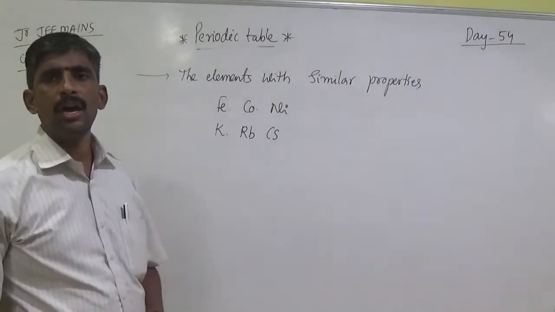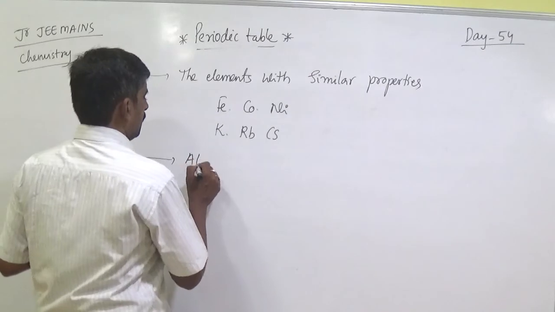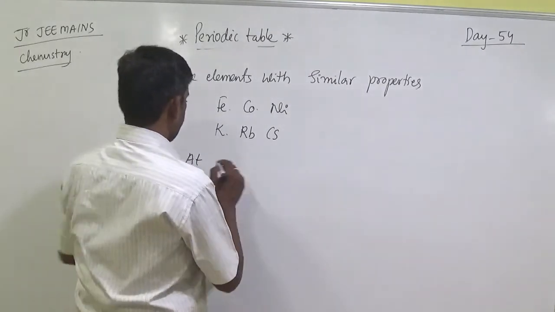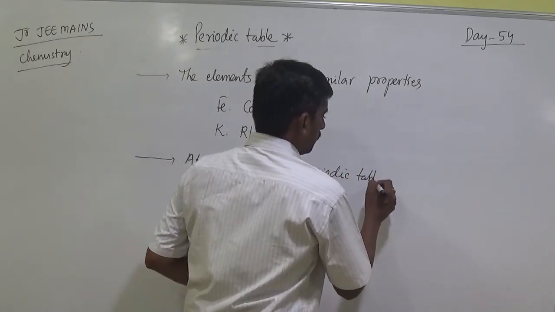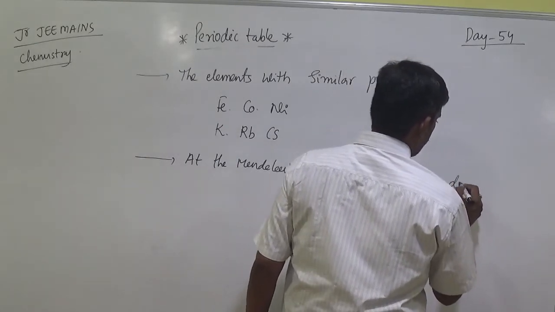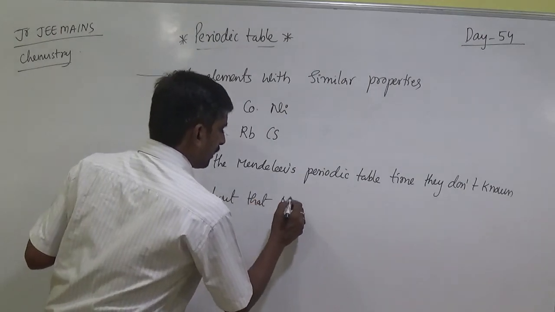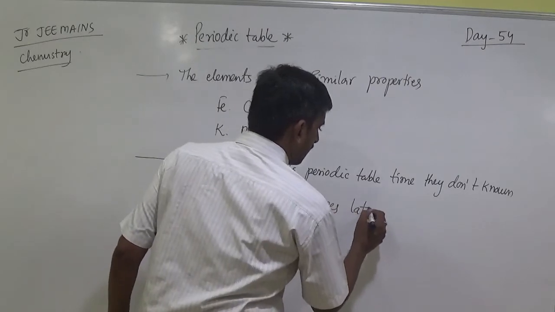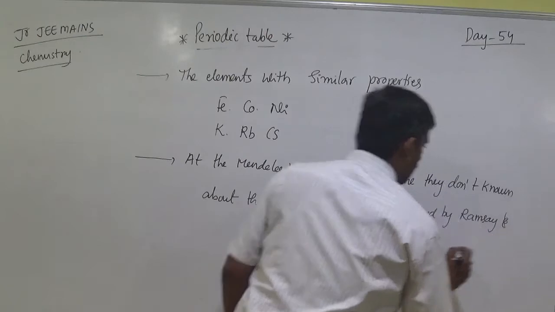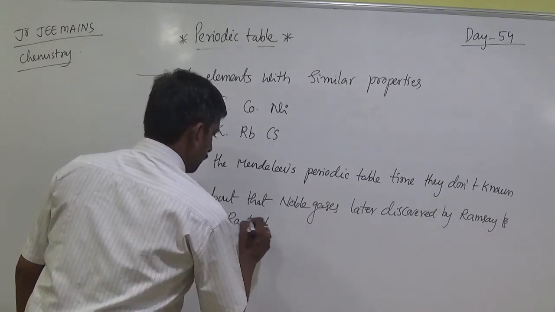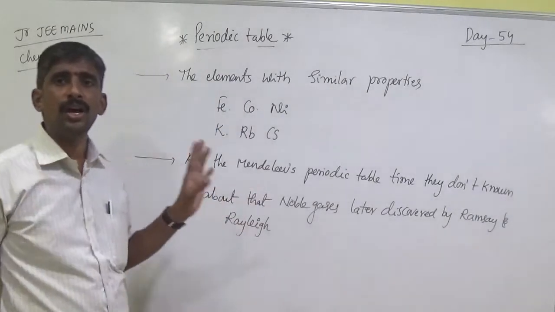At the time of the Mendeleev periodic table, they didn't know about the noble gases. They were later discovered by the scientists Ramsay and Rayleigh. At the Mendeleev periodic table time, they didn't know about these noble gases.